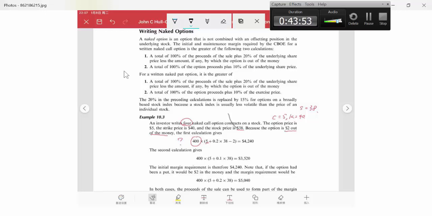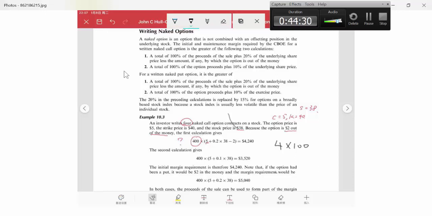And so here in this example, an investor writes 4 naked call options on a stock. So an investor sells 4 call options, and the option price is $5. Okay, and the question was, where does this 400 come from? Well, this 400 comes from the fact that you have 4 contracts, and each contract has 100 little options. So that's why it's 400.